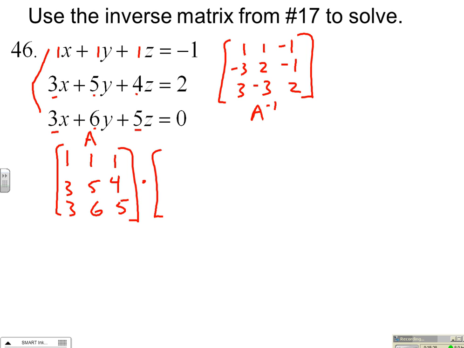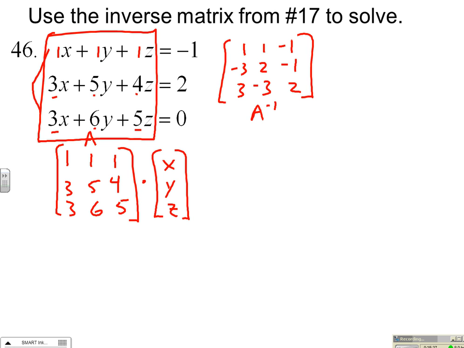times XYZ. If you take a look at that, the product of that gives us exactly this, equals -1, 2, 0, this matrix, which I'm going to rewrite and give myself a little bit of room for some explanation here. So I'm going to put that over here as -1, 2, 0.